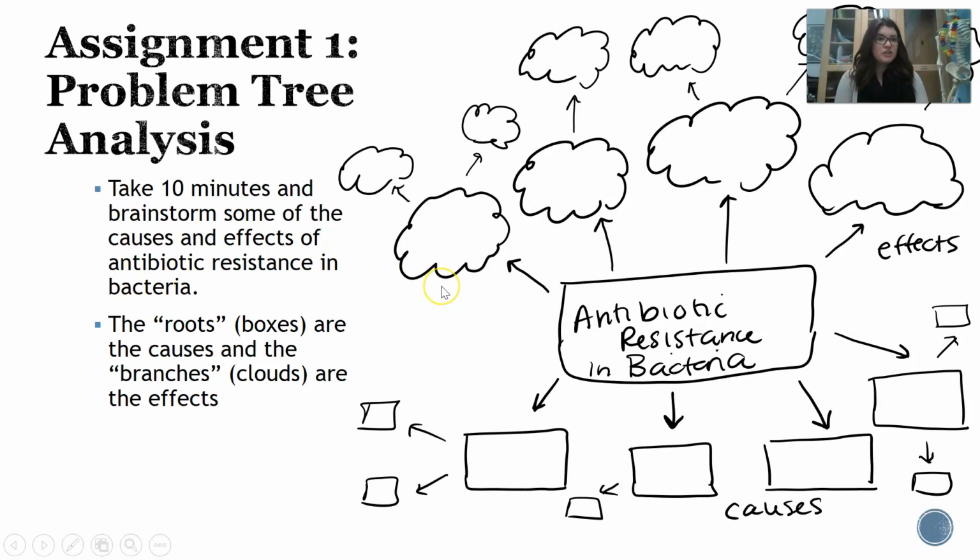What you're going to do is get a blank piece of paper out. It could be in your notebook, or you could do it on your computer. In the center, write antibiotic resistance in bacteria. Then you're going to take about 10 minutes and brainstorm some of the causes and effects related to antibiotic resistance in bacteria.